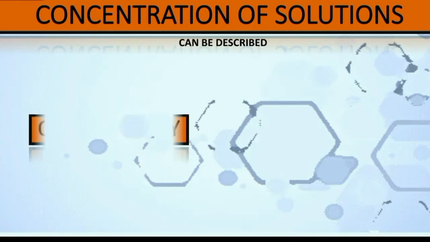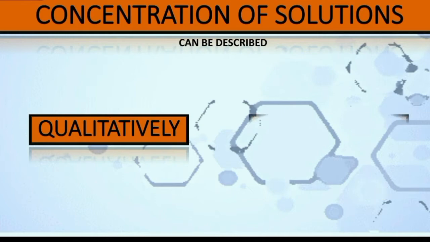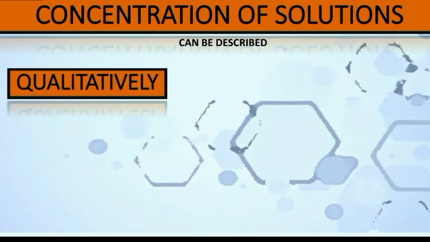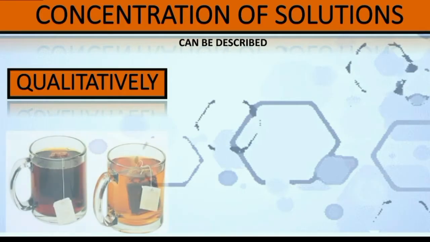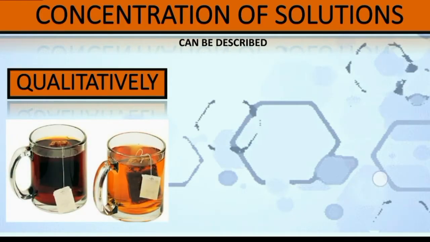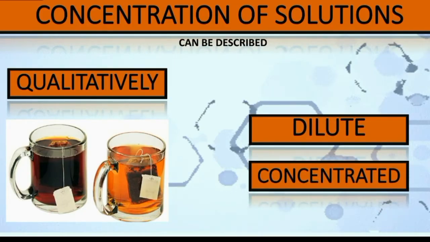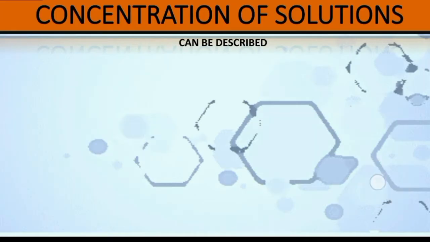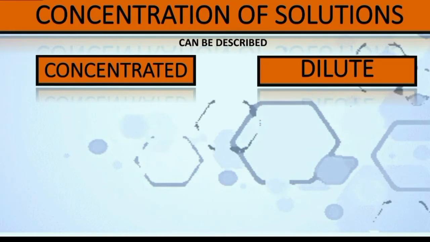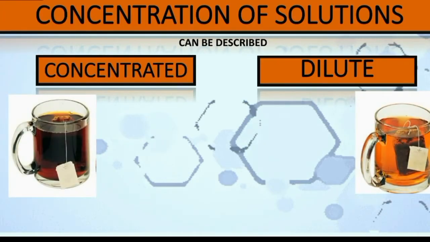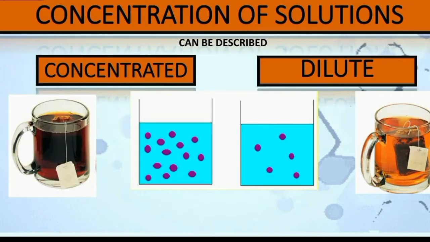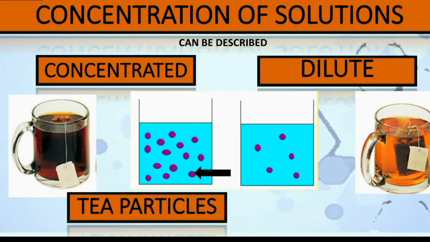Concentration of solutions can be described qualitatively and quantitatively. Let's have these two different cups of tea, for example. Qualitatively, we can describe solutions as either dilute or concentrated. Based on the image given, we can say that the lighter tea is considered the dilute and the darker one is the concentrated. This happened because there is a large number of solute in the concentrated compared to the diluted solution. As you can see in the image, there are more tea particles in the concentrated compared to the diluted one.